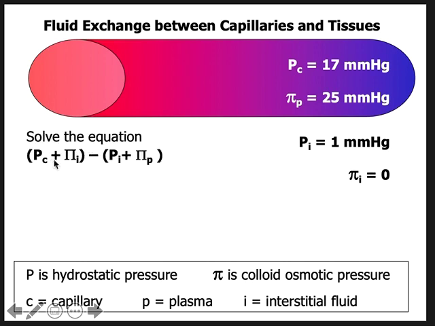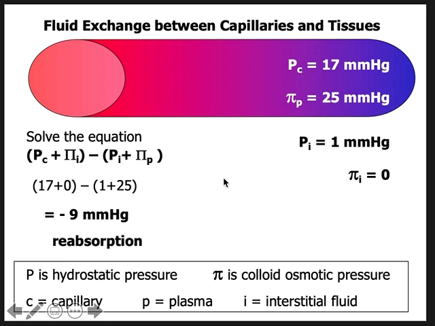So using your equation again, you're going to plug everything in. So this time you're going to have only 17, and it's still plus 0, minus, this number's still the same, 26. So now this is more. So the pressures trying to go into the capillary are now bigger than the pressure trying to leave. So we get a -9, and this tells us that fluid's going to go from the interstitial fluid into the capillary. And we call that reabsorption.